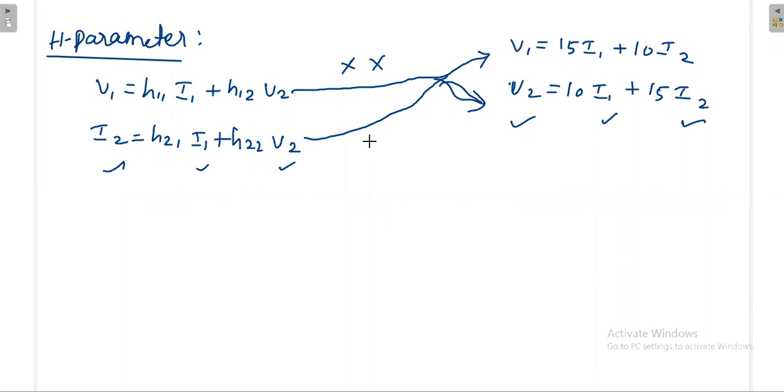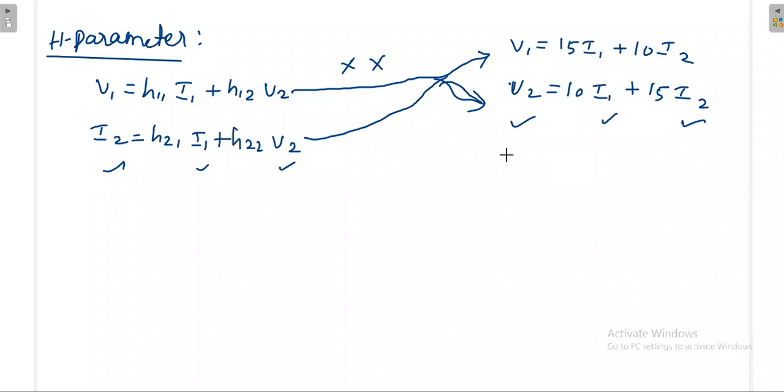Whenever you go from one parameter to another parameter, mostly one of the equations will match exactly, matching in the sense that the variables will match. So if I adjust this equation accordingly, I will directly get h21 and h22. That means I have to write this equation in terms of I2, so I have to start with I2.